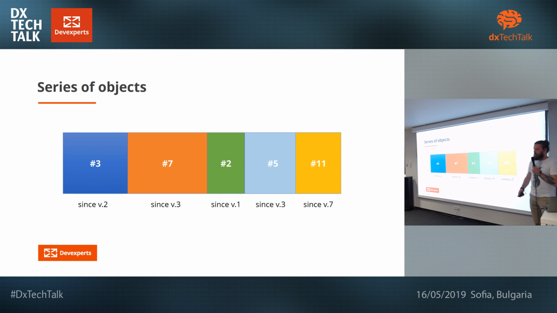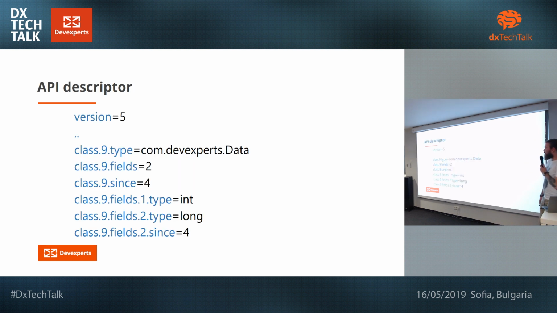a property-like file, which we call API descriptor. It starts with the version, and then it has enumeration of all the classes, all the fields, along with all the versions they were introduced in, and all the types of the fields and all the types of the classes.